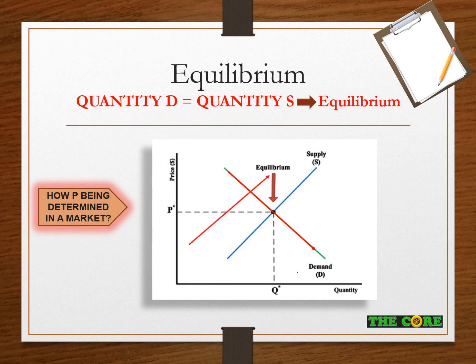Just a quick recap. The law of demand states that when there's a fall in price, the quantity demanded increases, whereas the law of supply states that when there's a rise in price, the quantity supplied increases. Therefore, the intersection between demand and supply, which is right in the middle and which I've highlighted in red, is known as the equilibrium point. Let's now move on to the next bit of the slide.